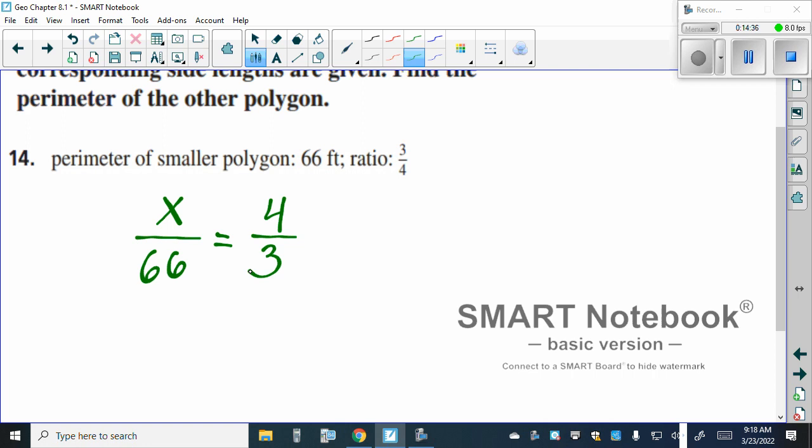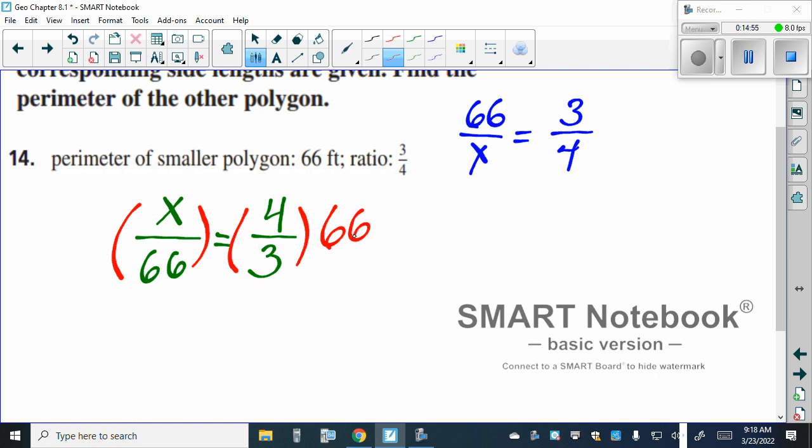Because if we wanted to use it as 3/4, we would have had to have 66 over x is equal to 3/4. Well, if I flip both of them, we will get the exact same thing. Here, we just need to multiply both sides by 66. These will cancel, telling us x is equal to 88.